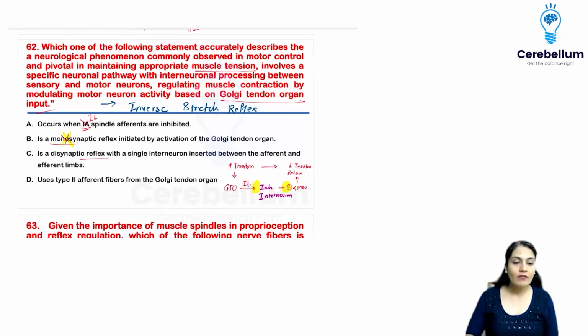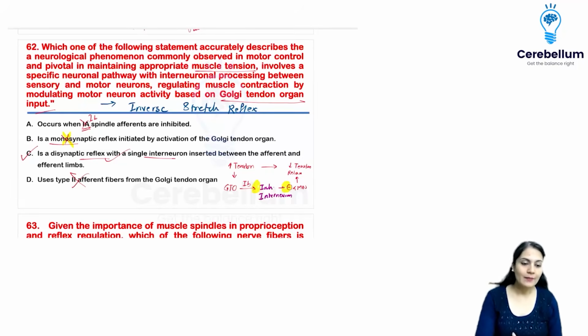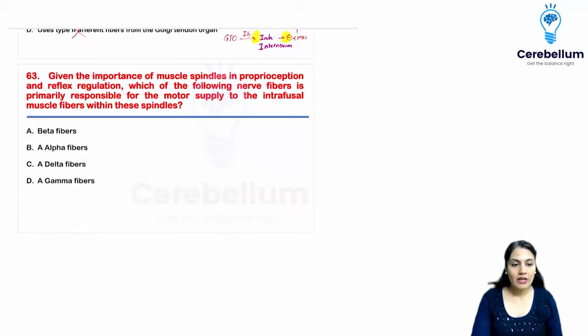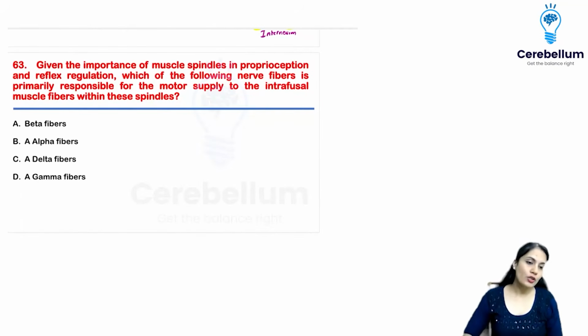Is it a disynaptic reflex with a single interneuron? Yes, that is true. Between the afferent and efferent, the efferent limb is the alpha motor neuron, the afferent limb is 1B, right? Between them, we have the inhibitory interneuron. That is also true, right? Type 2 and 1A both are used in the muscle spindle. That is nothing but the stretch reflex, not the inverse stretch reflex. So please remember the answer over here is option C. Again, this was a PYQ. Let's move on to the next question.